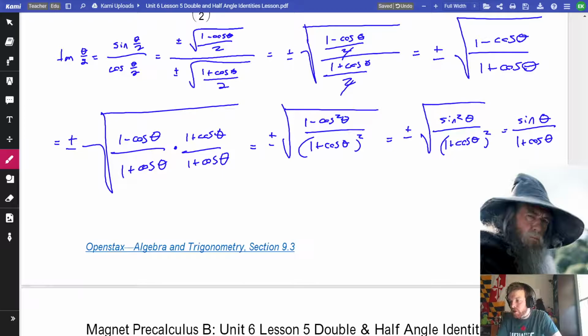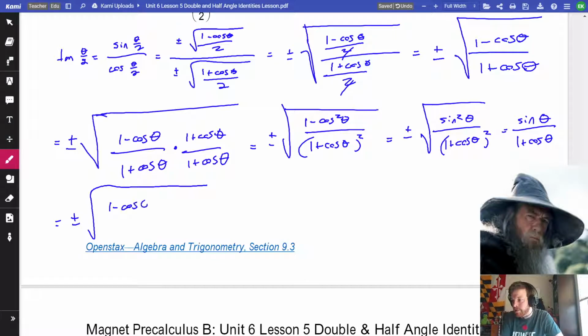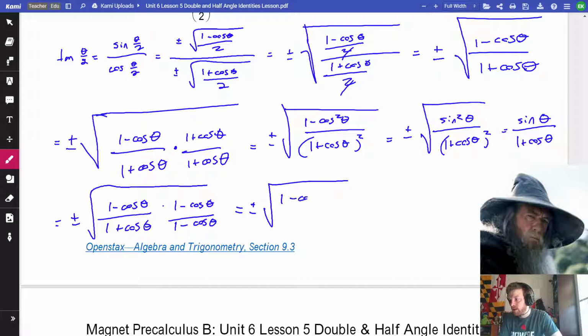I shouldn't have hogged so much space with this one, because we multiplied the top and the bottom by 1 plus cosine theta. We could have multiplied the top and the bottom by 1 minus cosine theta, which is what we're going to do now. The top is going to become 1 minus cosine theta quantity squared. The bottom is going to become 1 minus cosine squared.